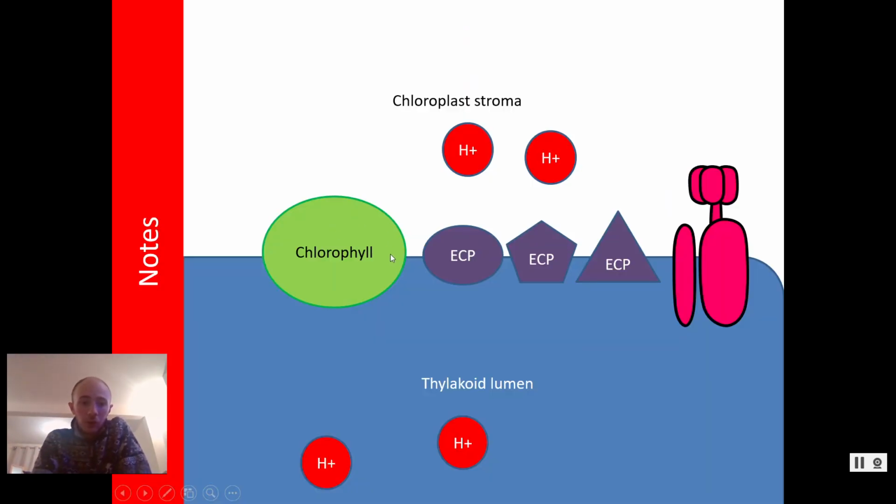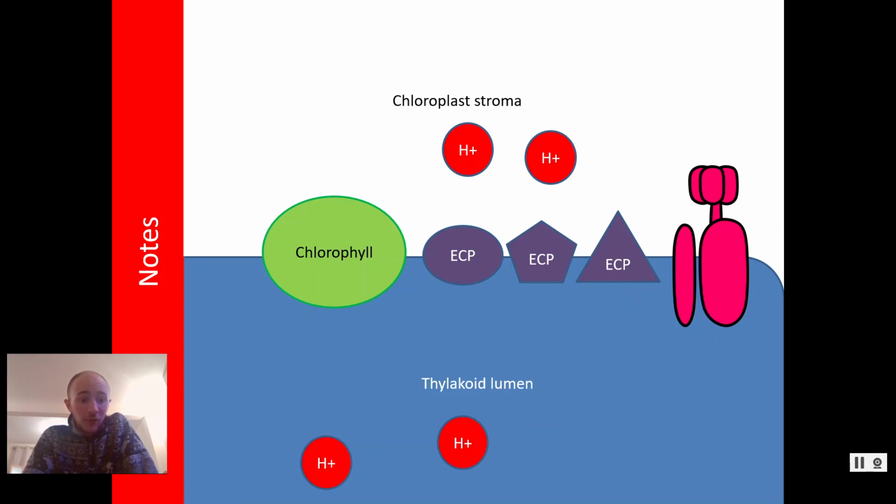So, let's have a look. We've got chlorophyll, electron carrier proteins. These are just proteins that are going to take electrons and carry them along. We've got hydrogen ions hanging around. And we've got this molecule here I hope you recognise from respiration, but you might not, called ATP synthase. Now, ATP synthase, the whole point of that is to make ATP.